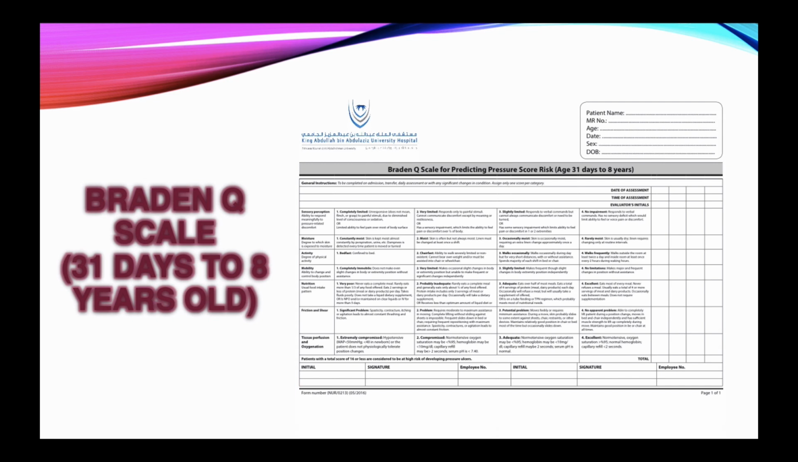Each of the 7 subscales is scored from 1 to 4. Calculate a total score, which will be between 7 to 28 points. Patients scoring 16 or less are considered to be at risk. The lower the score, the greater the risk for skin breakdown.